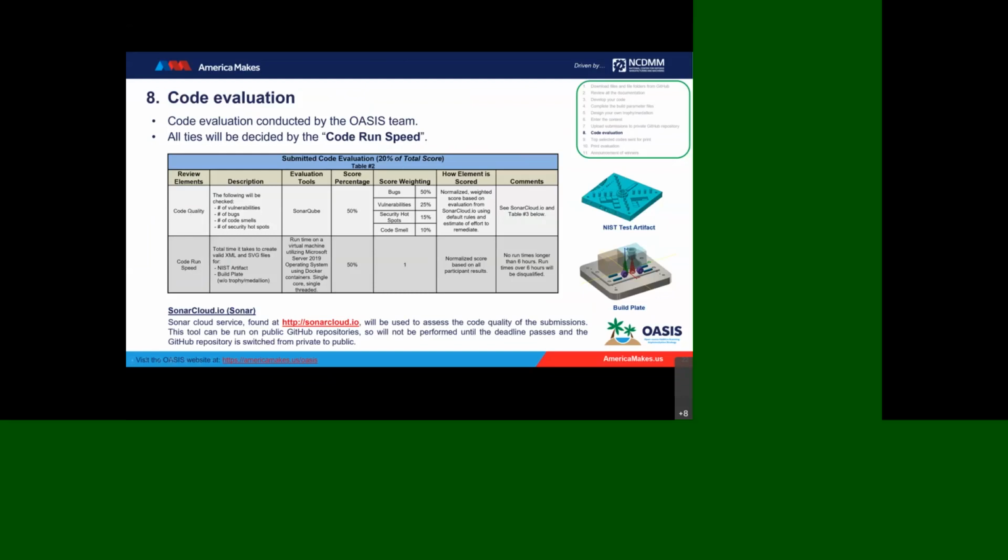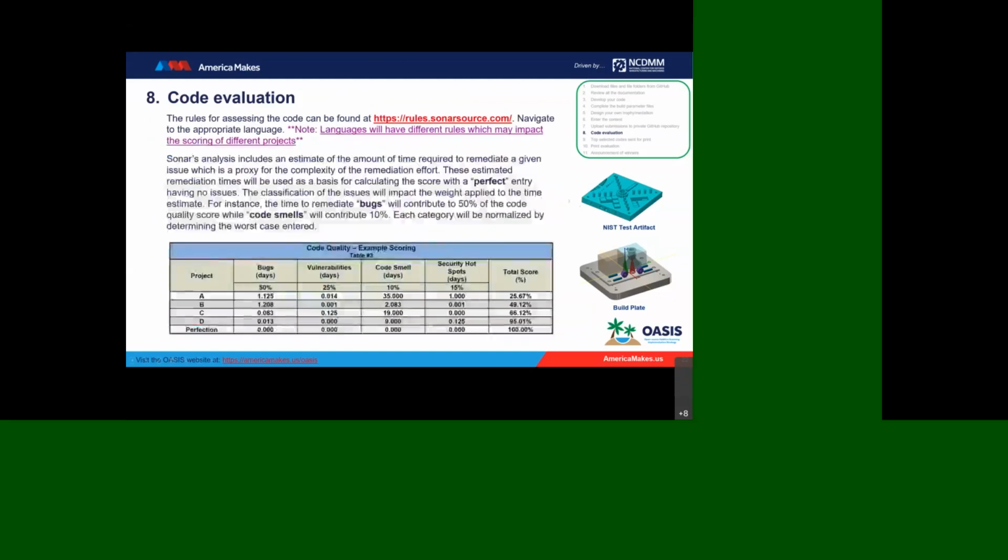Again, any ties on the code quality will be decided by the code run speed. The rules for assessing the code for SonarCube can be found at rules.sonarsource.com. What you want to do is navigate to your appropriate language that you are writing your code in, and you will see the rules for that on how they're going to evaluate the code. One important thing to note, though, is different code languages will have different rules, which may impact the scoring of different projects. So you may want to take a look at that and how it's being scored.